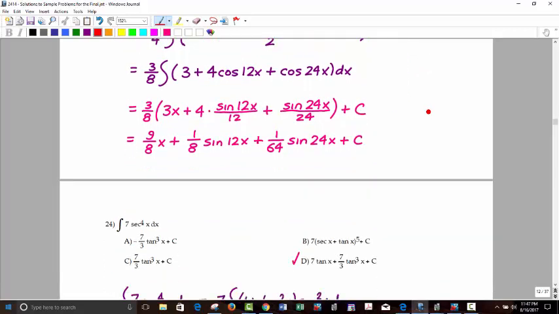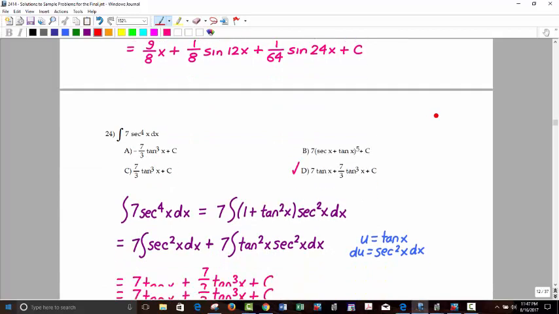Number 24, 7 secant fourth of x dx. Secant fourth. Whenever secant's power is even and positive, we have a special recipe for that. That means we break it down into secant squared, and unlike the cosine squared, we don't have to use a special identity for that, because secant squared is good because that's already a du, because it's the derivative of tangent.